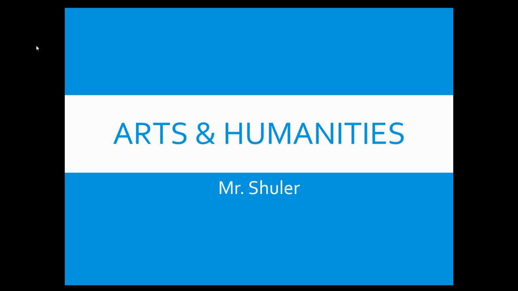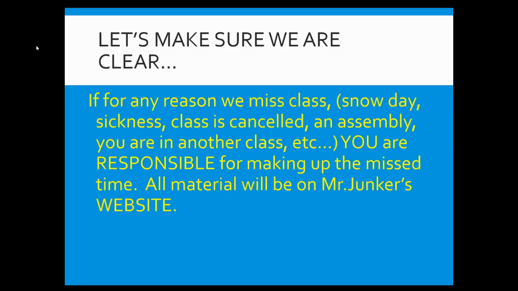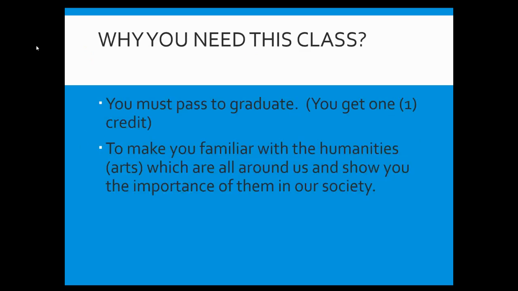So, first thing, make sure you write your name on the top of your paper and then write your English teacher's name if you know it, because that's whose class I'm going to come into if we go back to in person school. And then we'll talk about this when we get back. But just a reminder, you have to have this class to graduate. Hopefully, you passed last year and you got half a credit, and then this year you'll get the other half, and that'll complete your full Kentucky requirement of Arts Humanities.